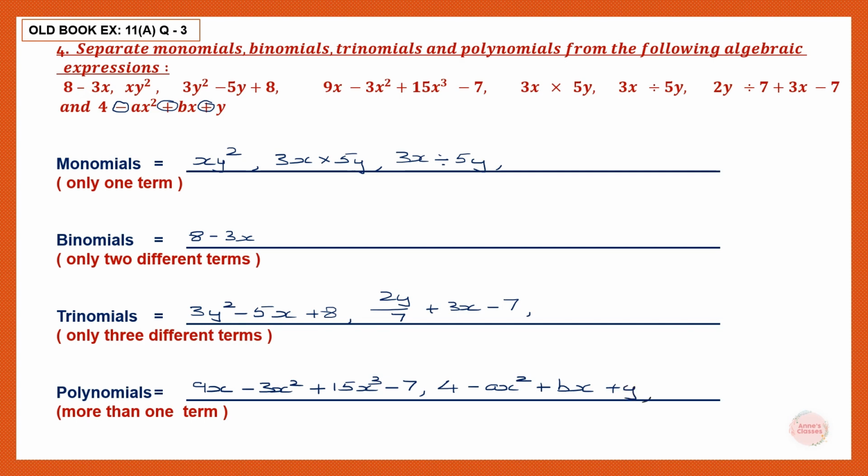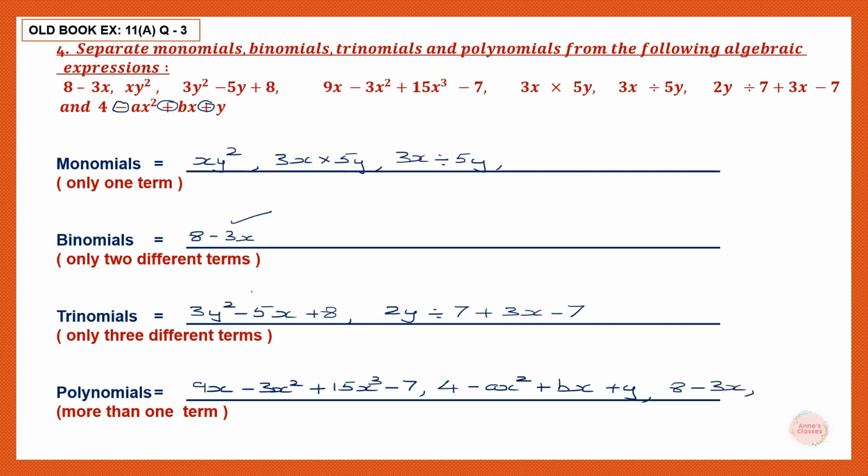Okay, we've written everything. But remember, what is a polynomial? It is any expression which has more than one term. That means all the binomials will be polynomials. All the trinomials will also be polynomials. So I can write it down here. Let's write down the binomial. Here we have one binomial, 8 minus 3x. So 8 minus 3x is also a polynomial.